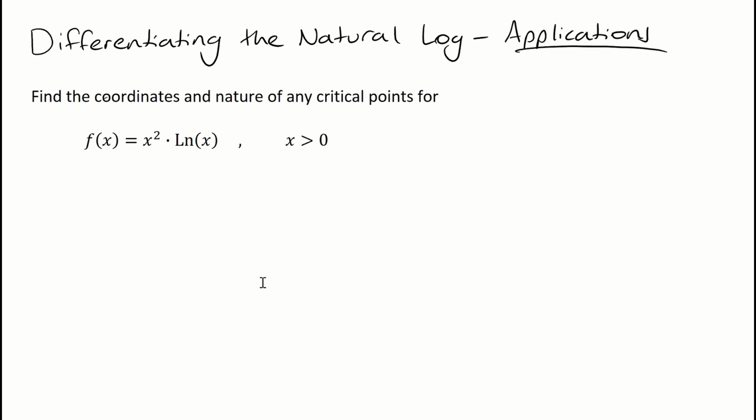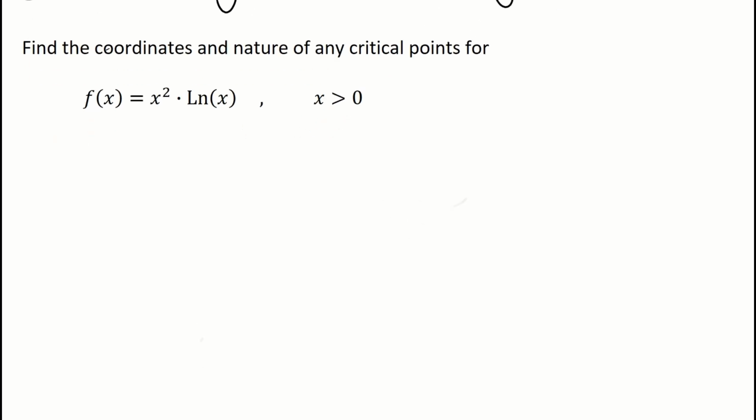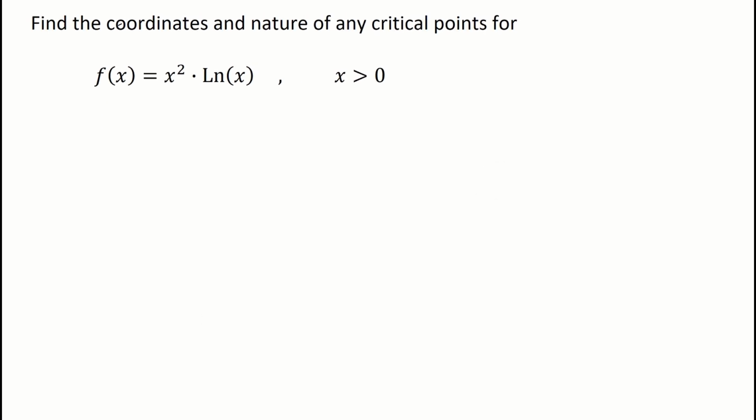So now that we know how to differentiate the natural log, we can begin to apply this into a range of different situations, which we've seen before with derivatives. And one of them, the first example that I've got here, is for us to find the coordinates and the nature of any critical points for the function f of x equals x squared times the natural log of x, okay? And we've got a strict domain here such that x has to be larger than 0. So how would we solve this problem?